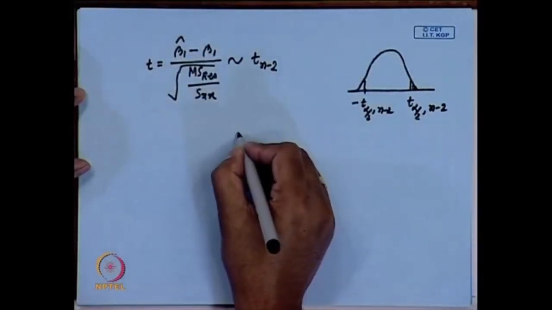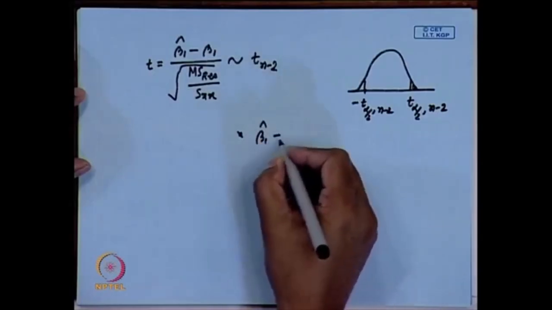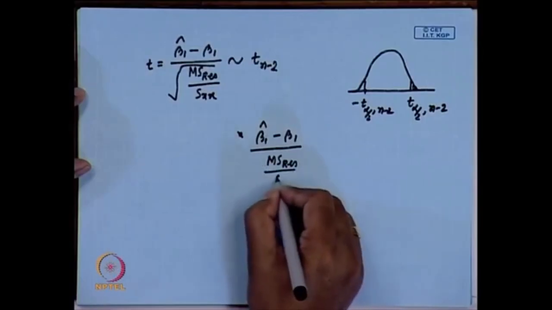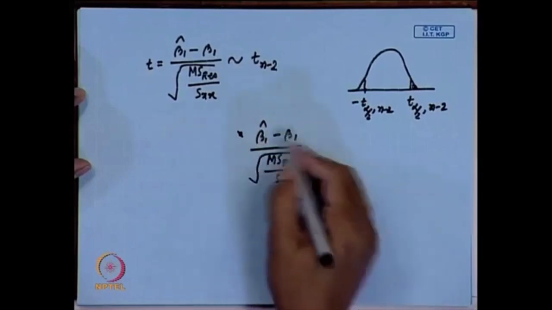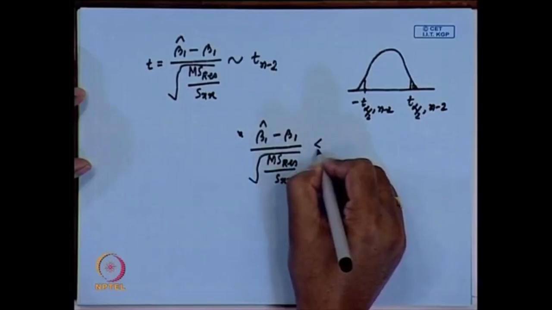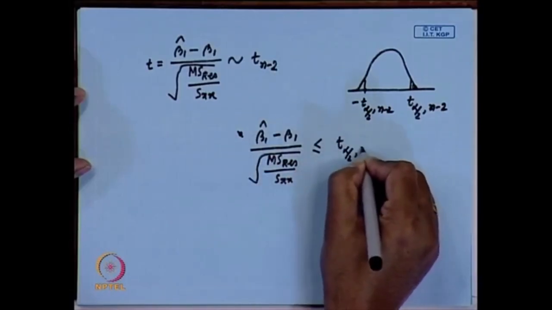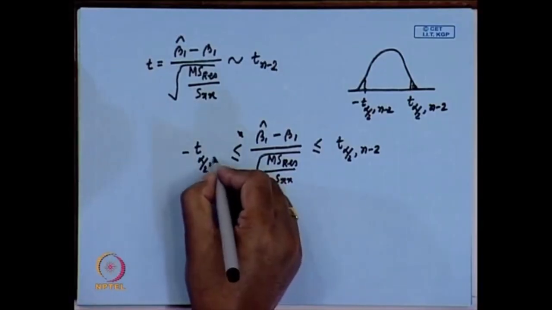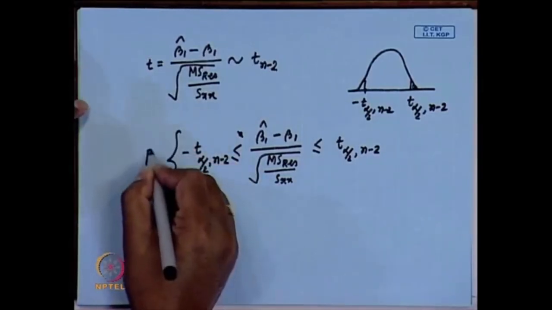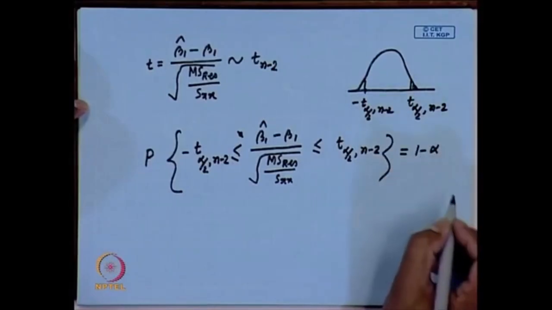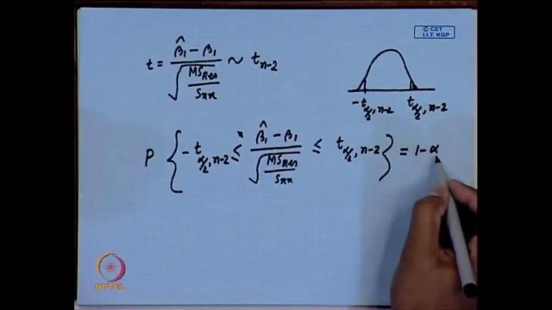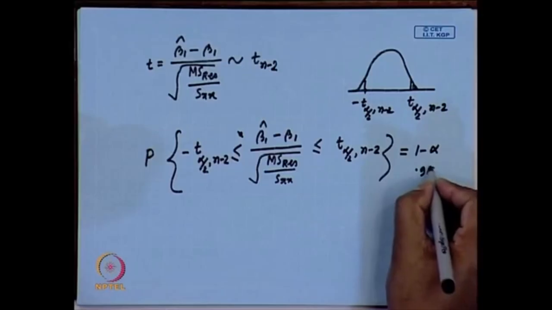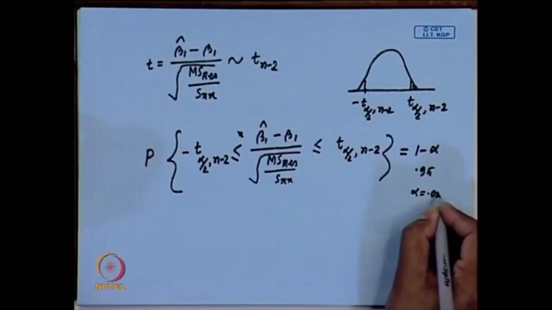Now, beta 1 hat minus beta 1 by root of MS residual by S x x, this is basically the t. So t lies in the interval between minus t alpha by 2, n minus 2 and t alpha by 2, n minus 2 with probability 1 minus alpha. Okay. So to make this probability high, we have to choose alpha accordingly. For example, if we want to make this probability 0.95, then we have to choose alpha equal to 0.05.